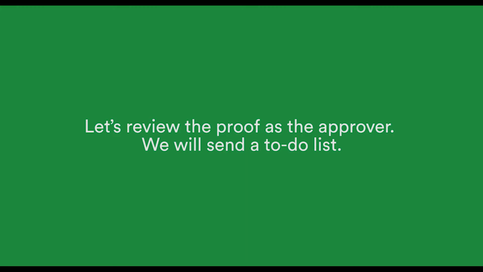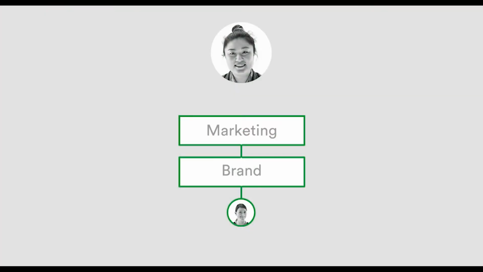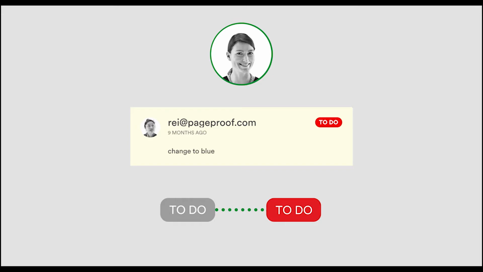Let's revisit the proof we were reviewing before. In every proof workflow, there is an approver. This reviewer is last in the workflow and it's their job to mediate all the comments on the proof and decide what is marked as a to-do for action and what is not.